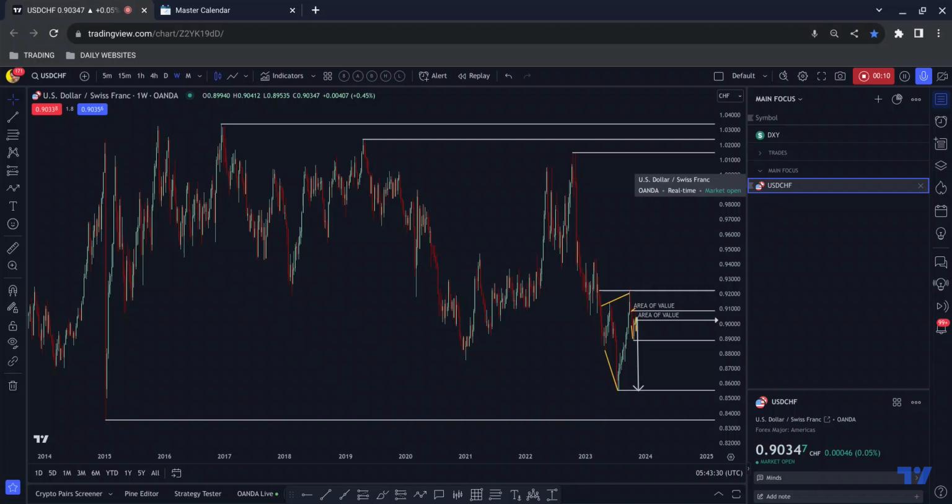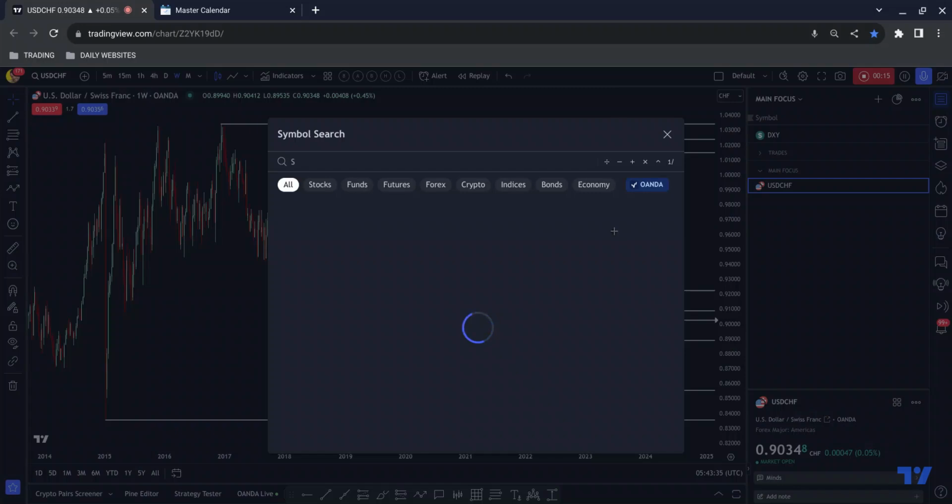Today I have just the one pair on watch, and that is dollar Swiss. Just to say that I took sugar USD and pound dollar off of watch. If I just load up sugar USD, I can show you why I took that off of watch.